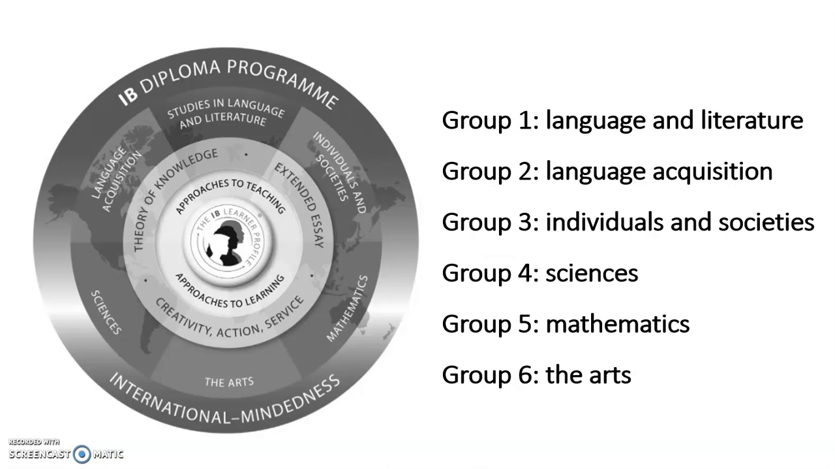So let's move on to the subject choices then, which are arranged into 6 groups. Group 1 is language and literature, 2 is language acquisition, 3 is individuals and societies, 4 is the sciences, 5 is mathematics, and 6 is the arts. Again, you will see a very close match with the groupings that we find in the middle years program as well.